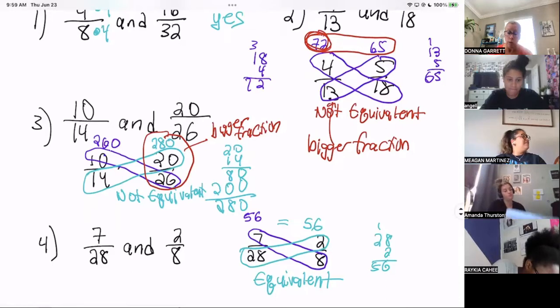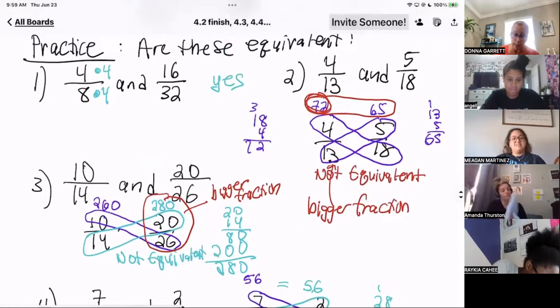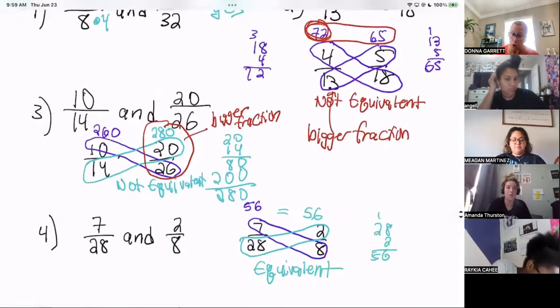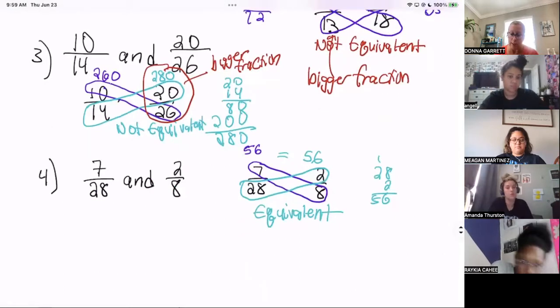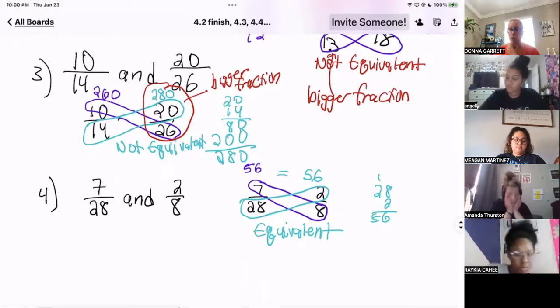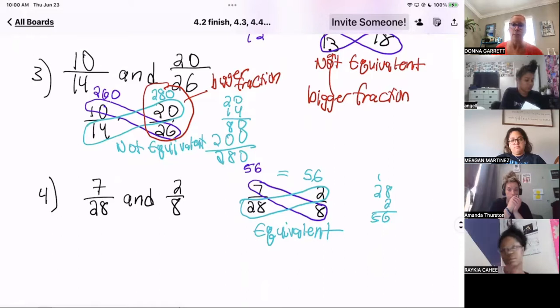You either know you can multiply both the top and the bottom by a number to get the other one, or you can cross multiply and just see if they're the same number. And then if it's ever asked of you, you can also tell which one's bigger and which one's smaller. Okay, questions on that? It's one of my favorite things to do. Give me a fraction, I can figure out if it's bigger or smaller. And if they're equal to each other, I love it.